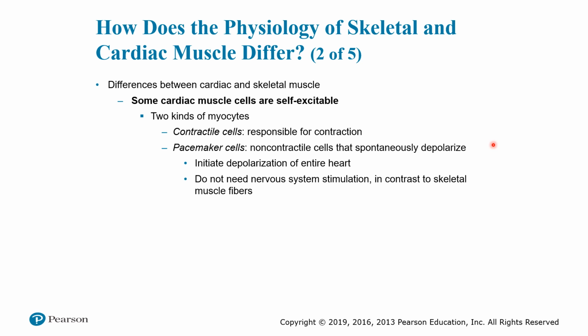So the cell can depolarize itself spontaneously, and it can initiate depolarization of the entire heart because the cardiac myocytes are interconnected through the gap junctions. So they can depolarize without stimulation from the nervous system. This does not happen in skeletal muscle fibers. So there are some special cells in the cardiac muscle. They are known as pacemaker cells, and they have the property of spontaneous depolarization.